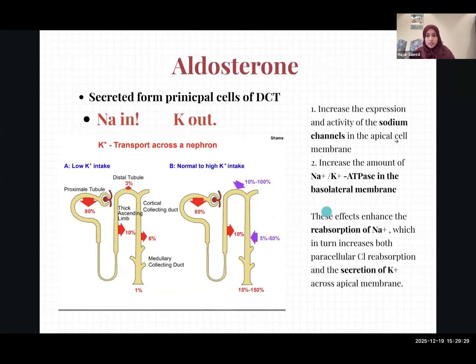Principal cells in the late distal convoluted tubule and collecting tubules. So let's talk about aldosterone. This is super important. There were a bunch of questions on this. It's secreted from the principal cells of the distal convoluted tubule. Sodium, we're going to absorb it. Potassium, we kick it out.